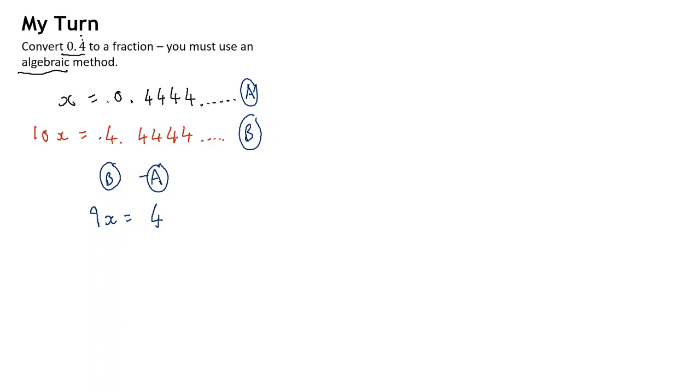So to find x, I'm going to divide both sides by 9. And when I divide both sides by 9, I get x equals 4 over 9. And so I've answered the question because I've converted this decimal, 0.4 recurring, into its fractional equivalent, which is 4/9.